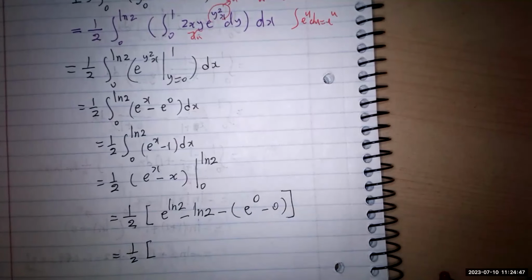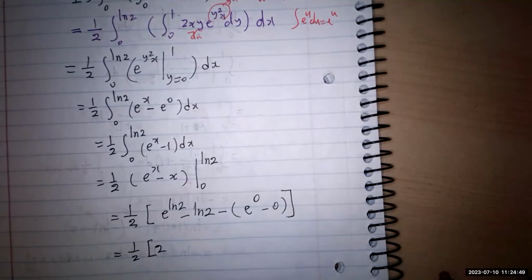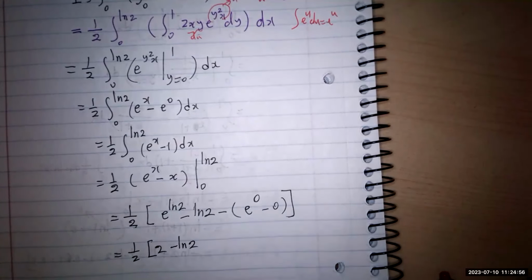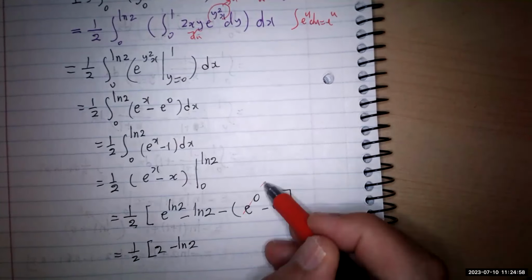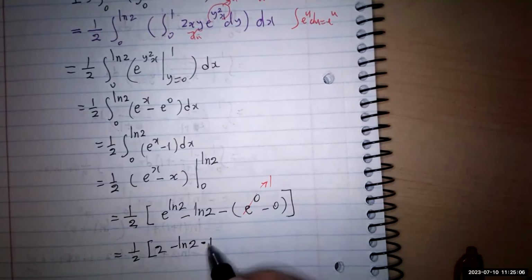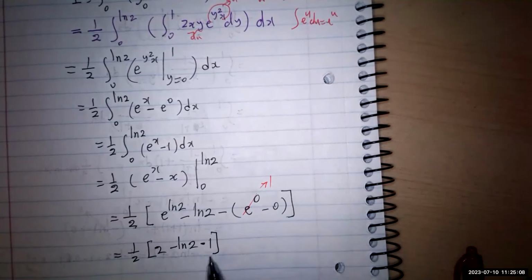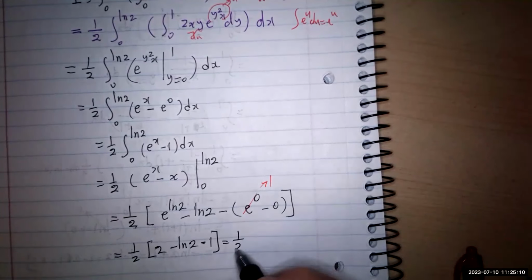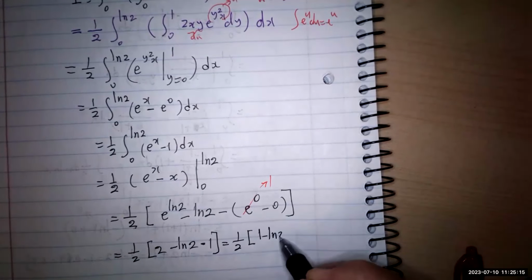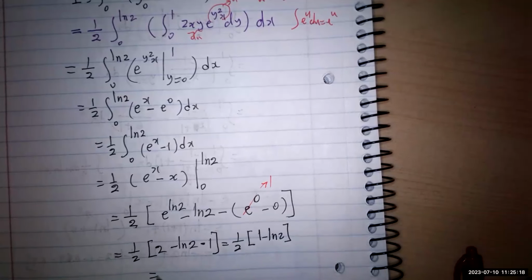You know that e to the ln2 would be 2, because they are inverse of each other. Minus ln2, then we can substitute later. And over here, e to the 0 is 1. So that gives you a -1. Okay, that gives you -1. And so 2 minus 1 would be 1. So that gives you 1/2 times 1 minus ln2. You multiply inside, so that gives you 1/2 minus 1/2 ln2.